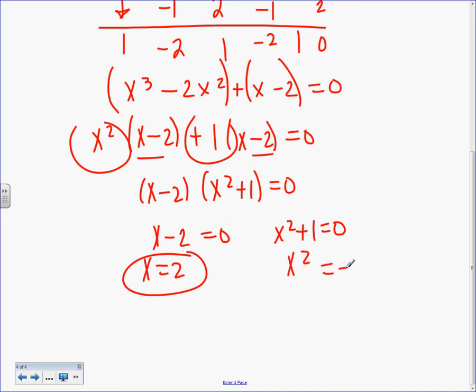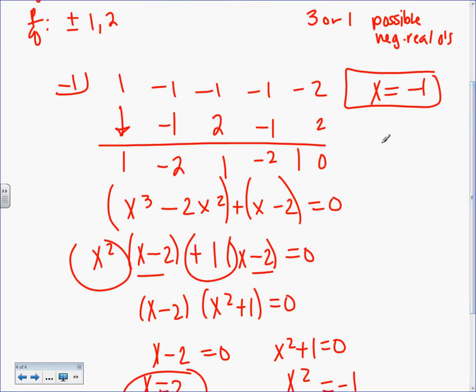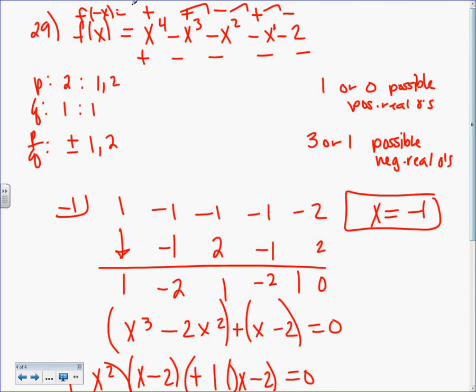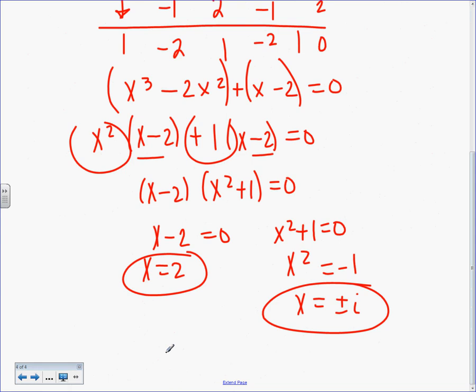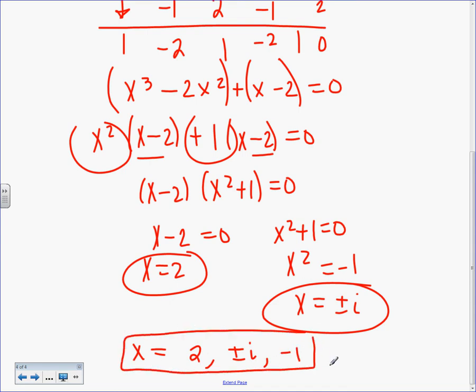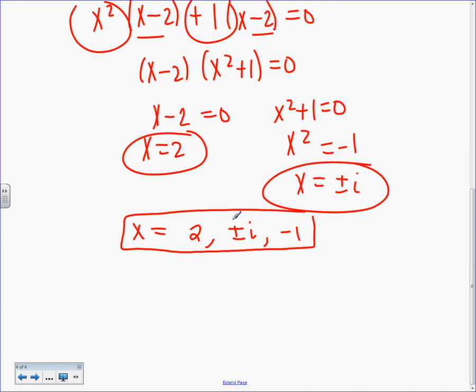X squared equals negative 1, so x is plus or minus i. There's 1, 2, 3, 4 answers. And I had a degree of 4. So my final answers are, I kind of like to put them all together. I've got 2, plus or minus i, and negative 1. That's all of my answers, which is 4 of them, right? We've talked about it before that imaginary numbers always have to come in pairs, complex conjugates. So if you ever get just like one imaginary number, you definitely messed up somewhere.